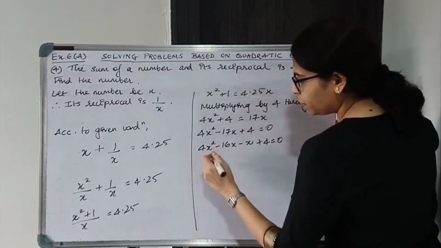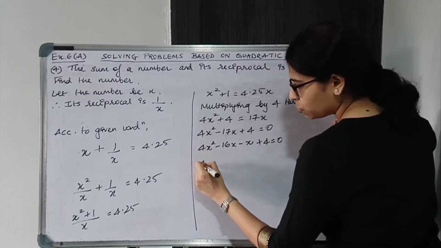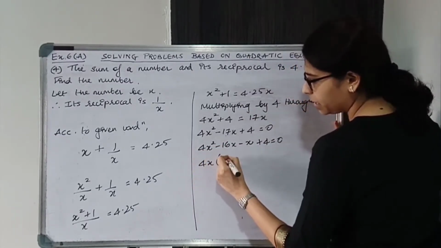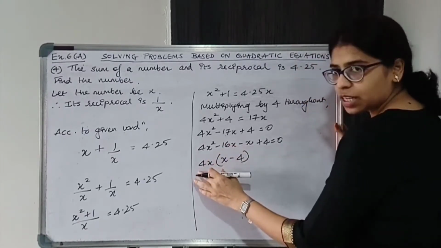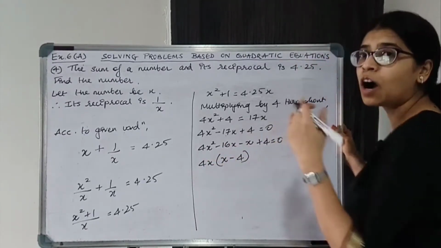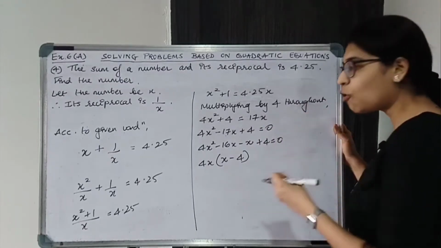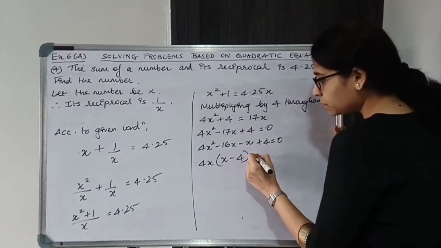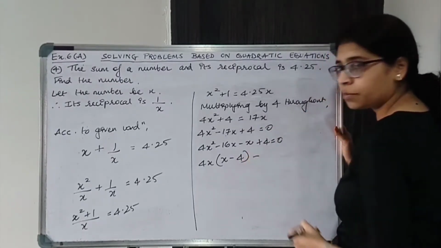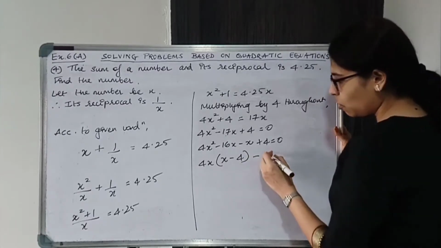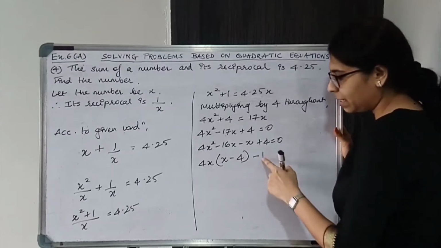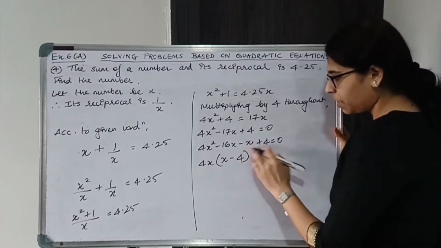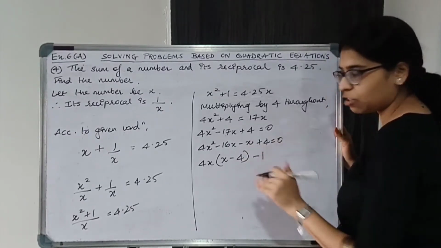So taking common 4x, I can take common from both. So 4x common लिया तो we are left with x minus 4. X went outside, 4 went outside. 4 into how much gives 16? 4 into 4. Okay. यहाँ पे we'll take minus common. So minus common लेंगे तो nothing is common, so we'll take 1 common. All right. यहाँ पे nothing is common, so we'll take minus 1 common.